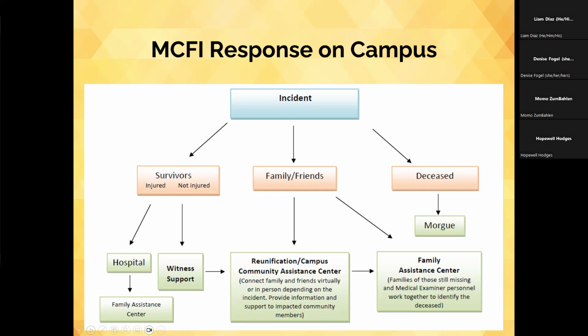I think that's pretty much it. Again, a family assistance center in the bottom right, for us, we consider it really the campus assistance center. Those two things go hand in hand. I think that's it for me, right? Adam, just to define an acronym that's on this slide, MCFI is Mass Casualty Fatality Incident.